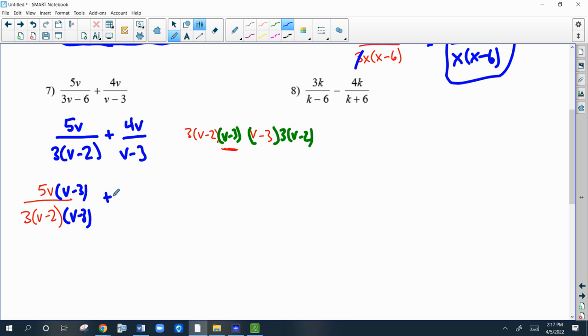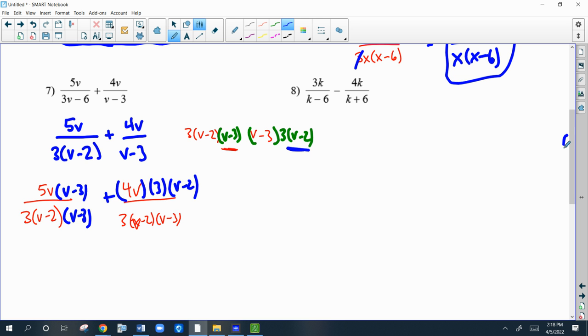On the second one, now I'm going to change this common denominator to this. I'm just going to reorder. I didn't really do anything, just to make it look like the other one. I know this is supposed to be a v, but I had to multiply this 4v times this, so times 3 times v minus 2.